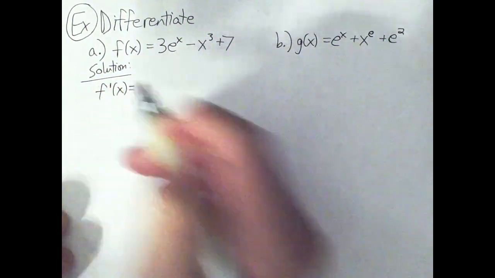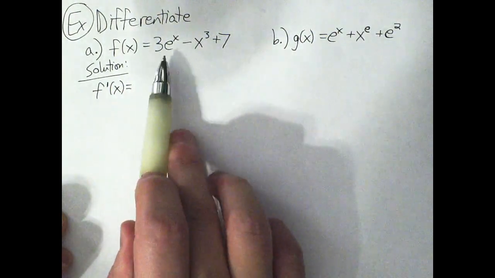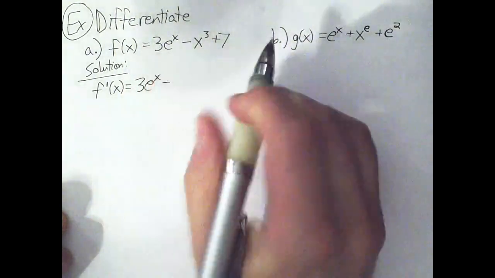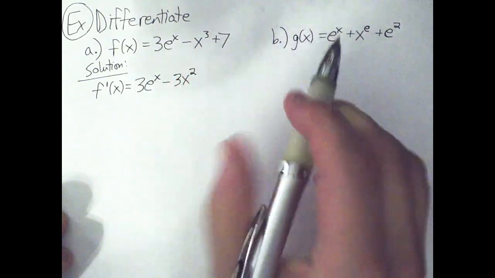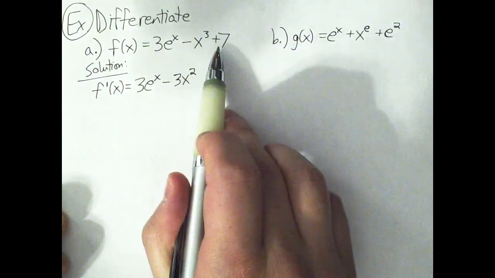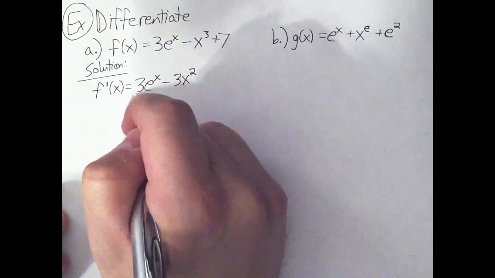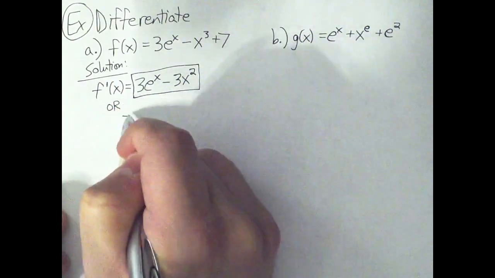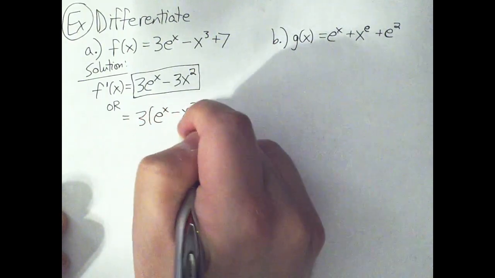Remember, we don't have to use the definition of the derivative formula or anything like that. The derivative of each piece. So the derivative of 3e to the x is 3e to the x. The derivative of x to the 3 is 3x squared. And the derivative of 7 is nothing. It's 0, right? Because the derivative of a constant is 0. So we just leave it like this. And for this one, you could leave it like this, or if you wanted to, you could pull 3 out. Either way is fine with me.